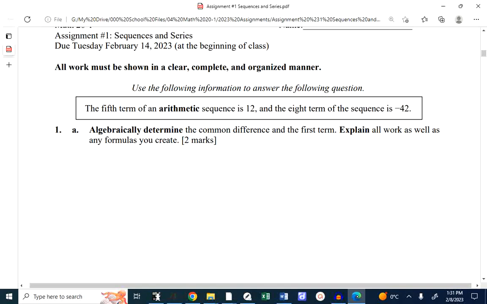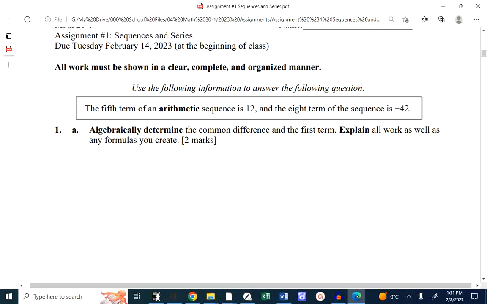So things need to be organized. When you see the word algebraically, that has a very specific meaning in high school math. It means using symbolic language and equations. It does not mean, for example, figuring out in your head what the answer is and then going, 12 plus this number plus this number plus this number will give me negative 42. That's not an algebraic approach. An algebraic approach is writing out an equation.